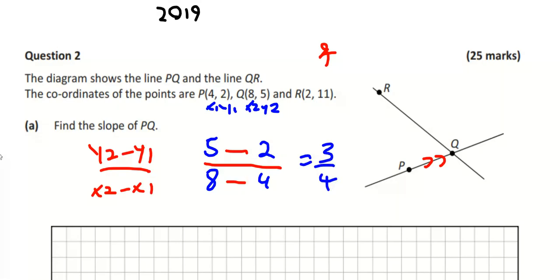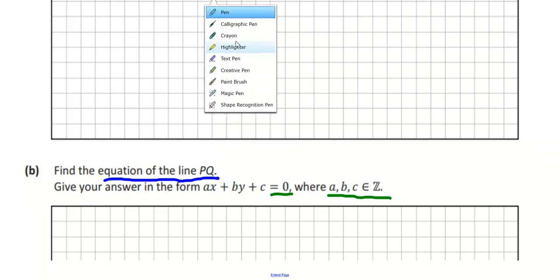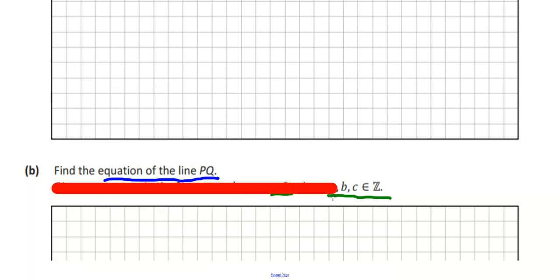Okay, the next thing: find the equation of the line PQ. What the rest of this means is that it wants equal 0 on the right-hand side and everything else on the left-hand side. A, B, and C are whole numbers, positive or negative, so don't concentrate on that part. My advice is to concentrate on what it's asking you to do here.